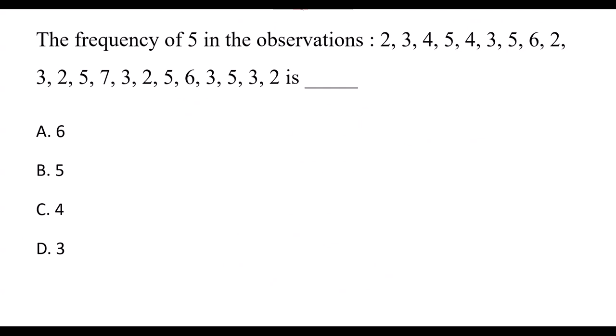The frequency of observation is nothing but how many times that 5 came. So 1, 2, you can see, this is 3, 4, 5. So we got only 5 times. So we can answer option B. 5 is the one. So the frequency of 5 in the observations is 5 times.